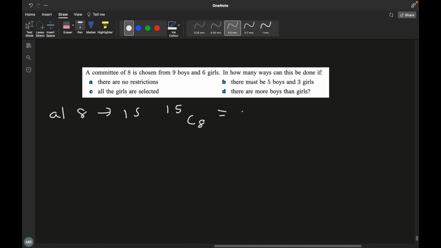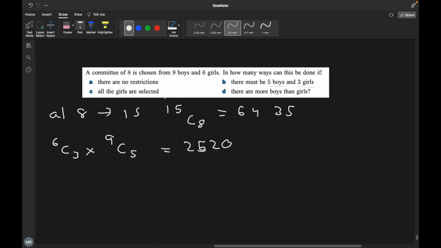This is 6,435. And there must be 5 boys and 3 girls. If we choose 3 girls from 6, we have 6C3, into 5 from 9, so 9C5. This is how we do it. So it's going to be 6C3 into 9C5. This is going to be 2,520. This is the answer.